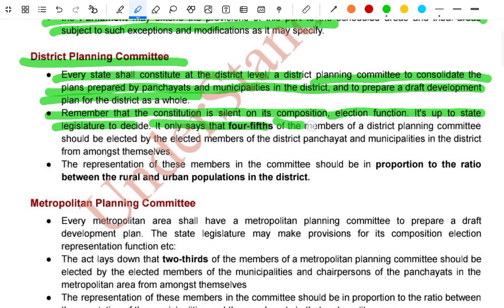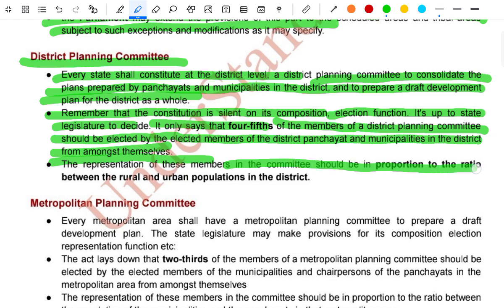Four-fifths of the members of the district planning committee should be elected by the elected members of the district panchayat and municipalities in the district from amongst themselves, and the representation of the members in the committee should be in proportion to the ratio between the rural and the urban population of the district.